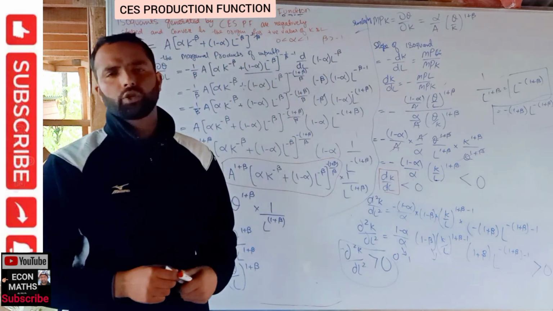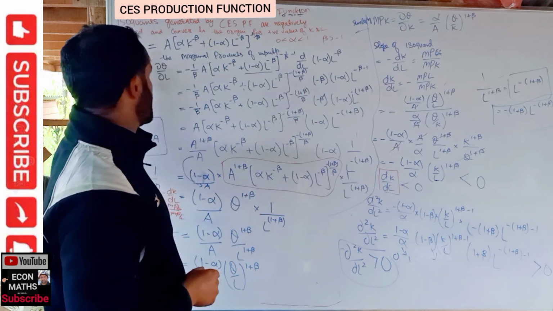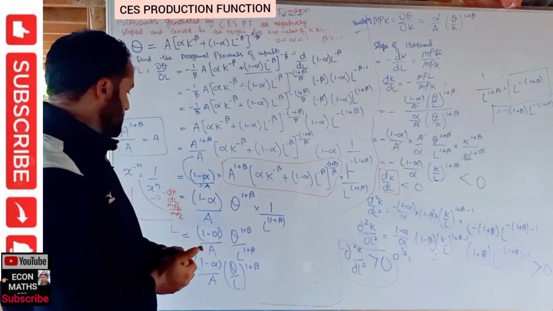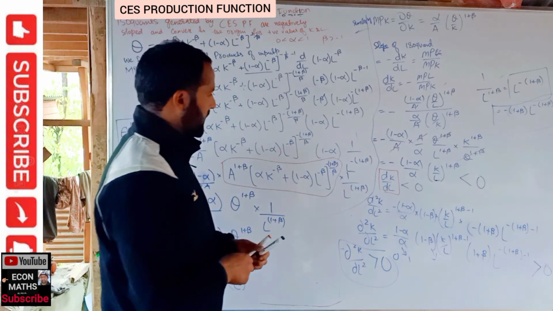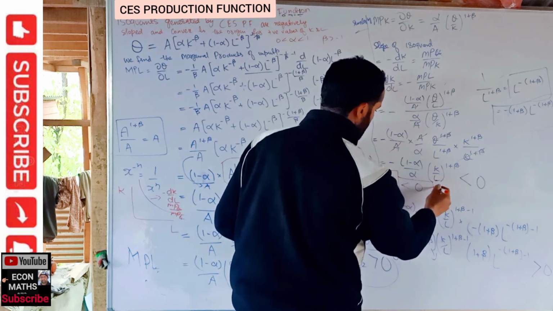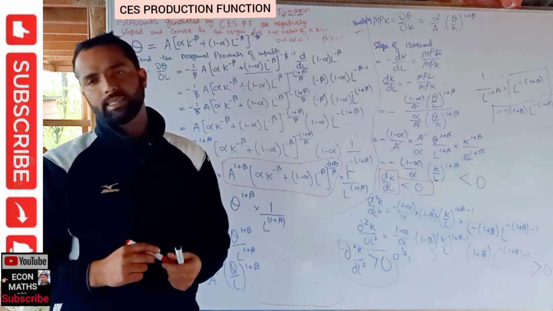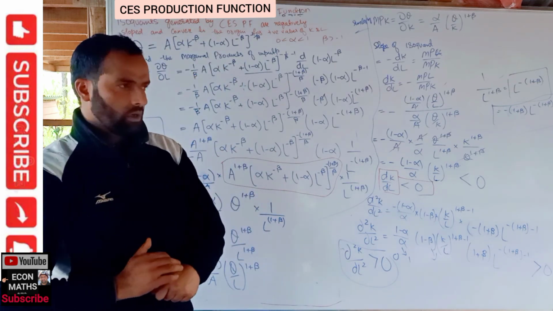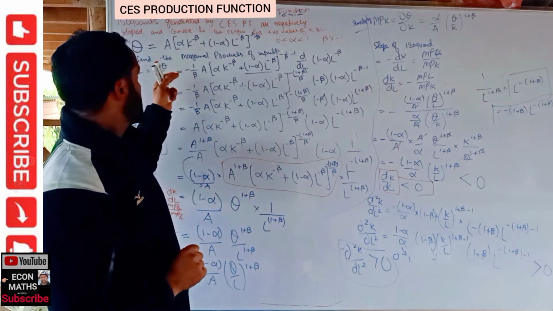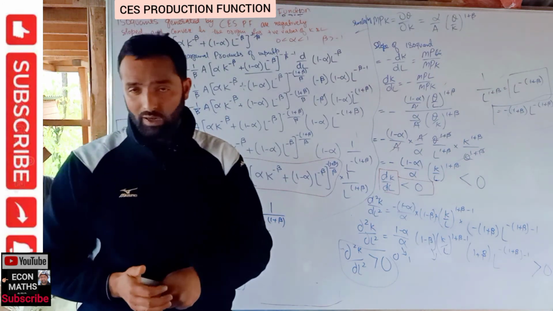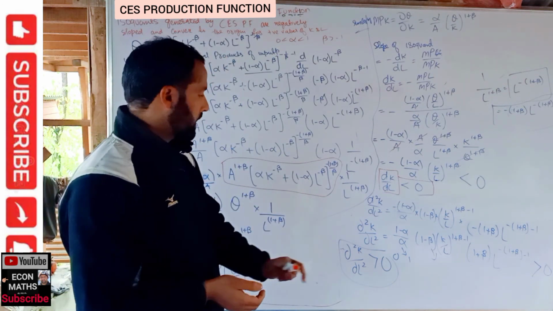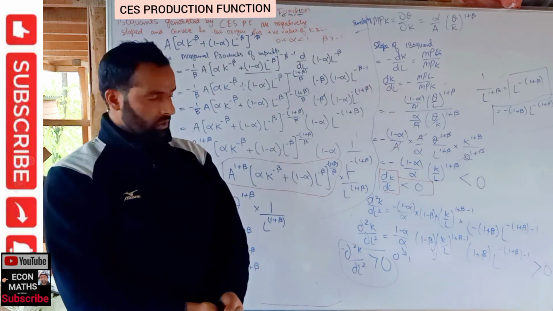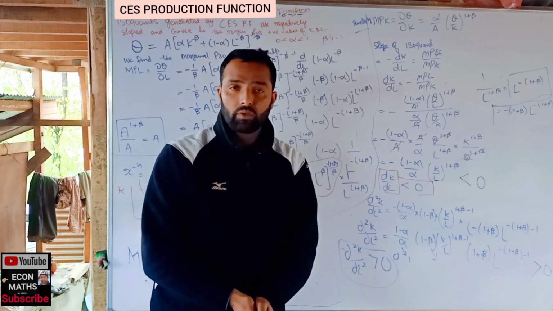We have shown first that the isoquants generated by this CES production function are negatively sloped by this very relation, because our dK divided by dL is less than 0. And another, we were told to find whether the isoquants are convex to the origin or not. They are shown by this very identity. If the second derivative is greater than 0, we say it is convex to the origin.